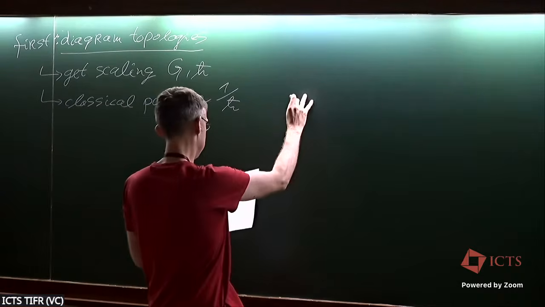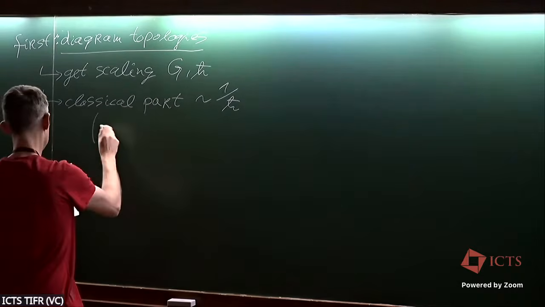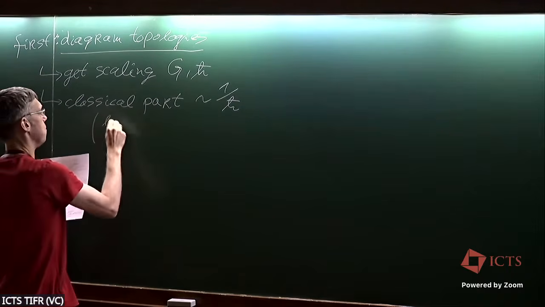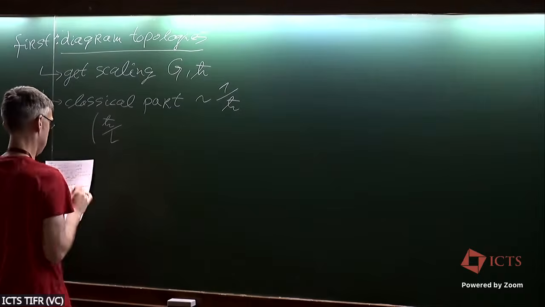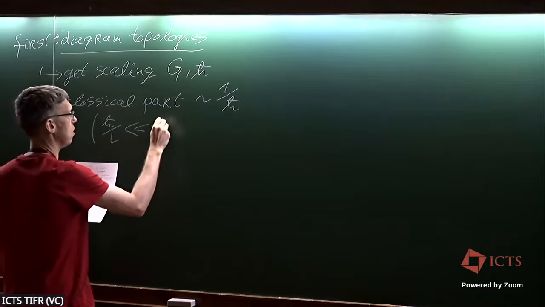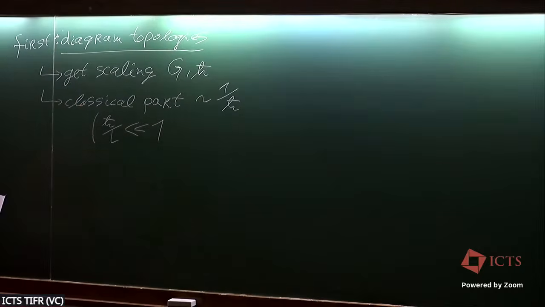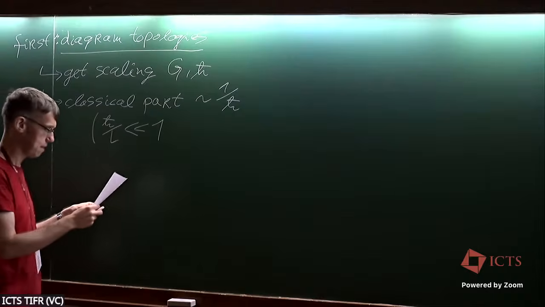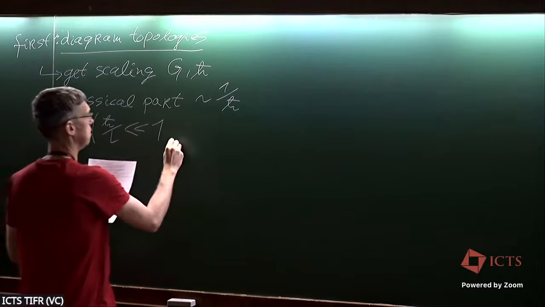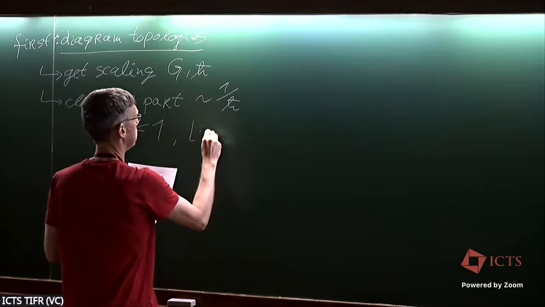Now, physically, what this means is, since H bar is not a dimensionless quantity, we want that H bar divided by the angular momentum is much smaller than 1, right? Or in other words, we are looking at orbits with a very large macroscopic angular momentum. So here L is the angular momentum.